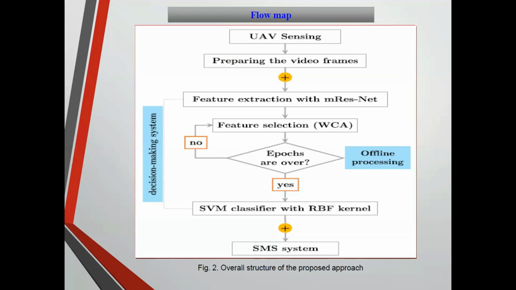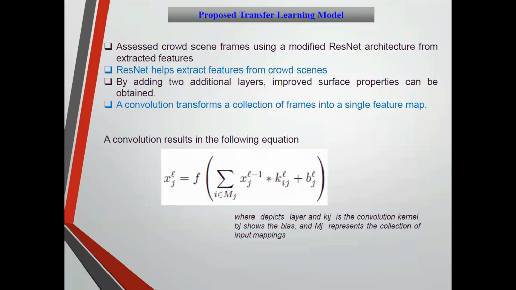This is the proposed transfer learning model. Based on extracted features, we assessed crowd scene frames using the modified ResNet architecture. ResNet helps extract features from the crowd scenes, and by adding 2 additional layers, improved surface properties can be obtained. So a convolution transforms a collection of frames into a single feature map.